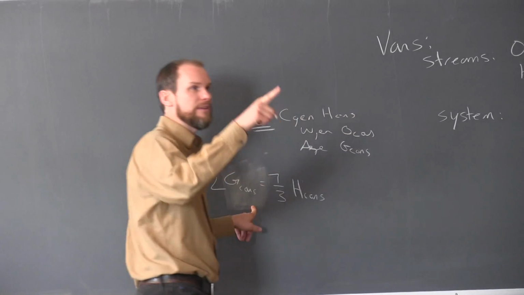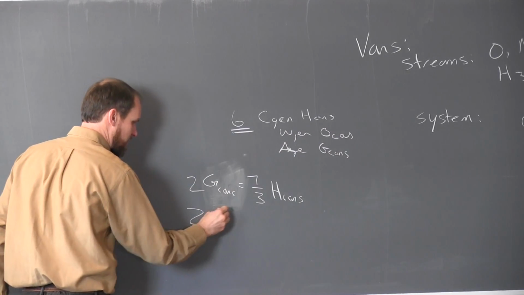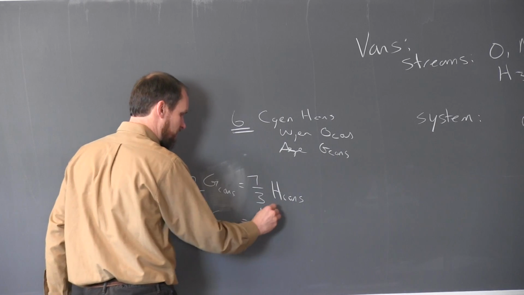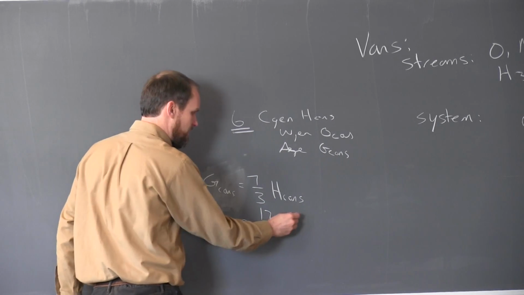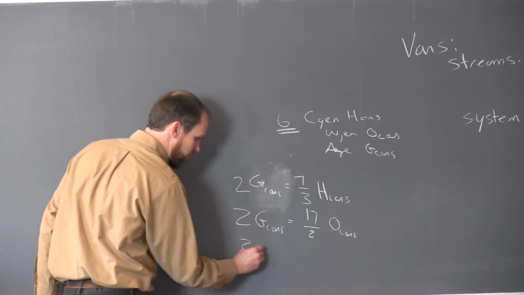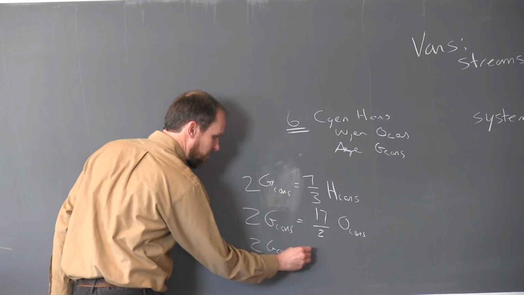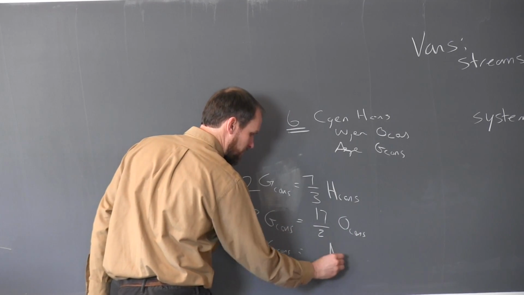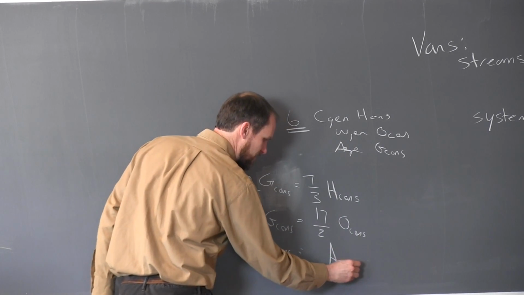So then I could go down the list and write all of these equations. 2G consumed equals 17 halves of oxygen consumed. 2G consumed equals adipic acid generated.